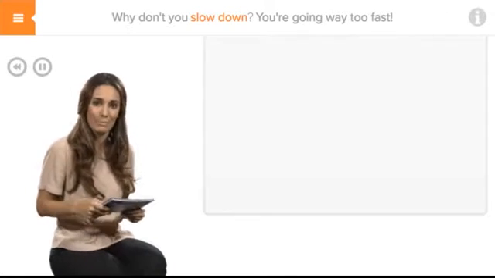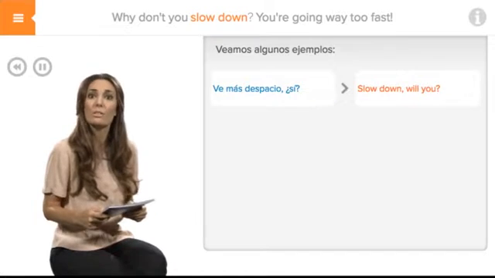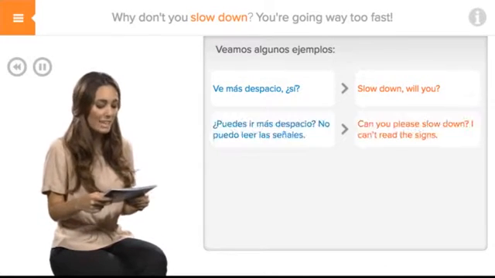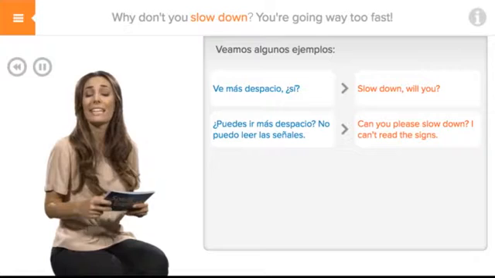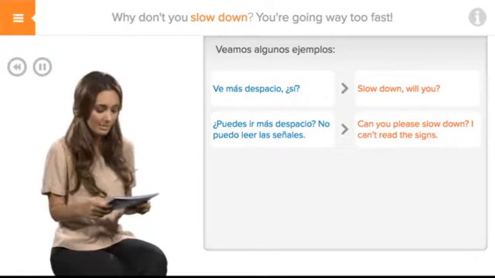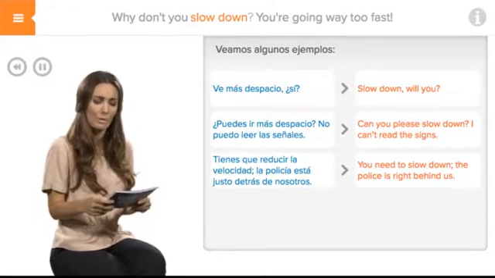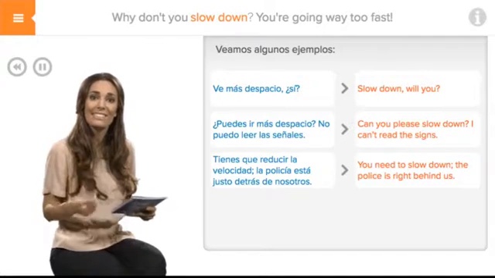Ahora vamos a ver 3 ejemplos. Slow down, will you? Can you please slow down? I can't read the signs. You need to slow down. The police is right behind us.